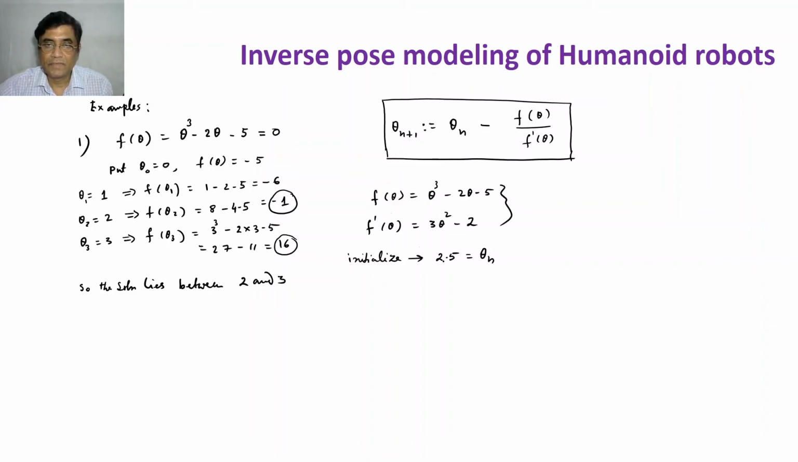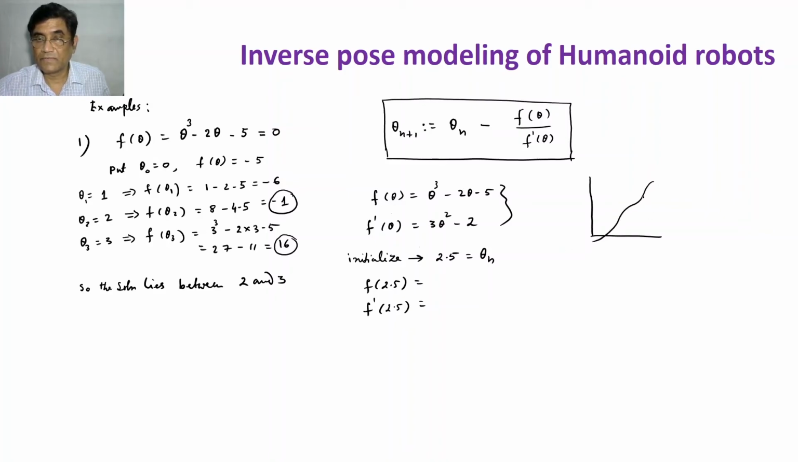So for theta equal to 2.5, calculate f of theta and also calculate f prime of theta from these two expressions, because you will require them to run this algorithm, and very easily you can run iteration after iteration. When to stop? When there is no appreciable change between theta n plus 1 and theta n. So that means you have reached the destination.